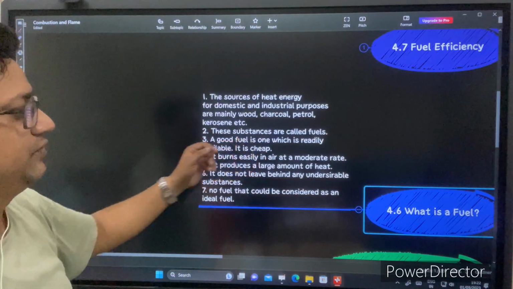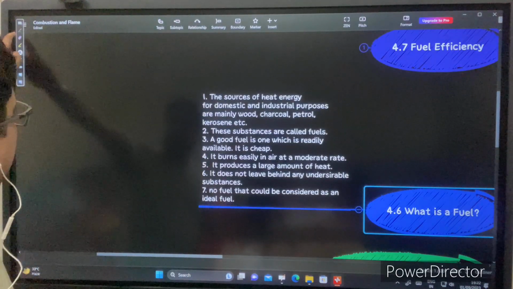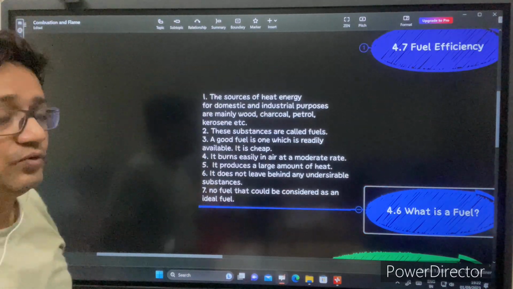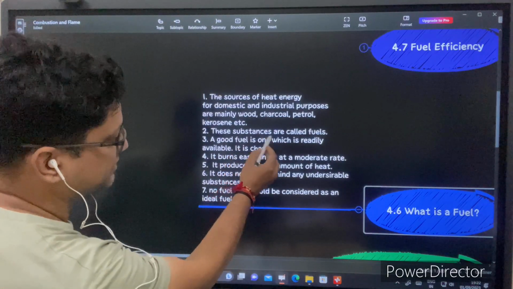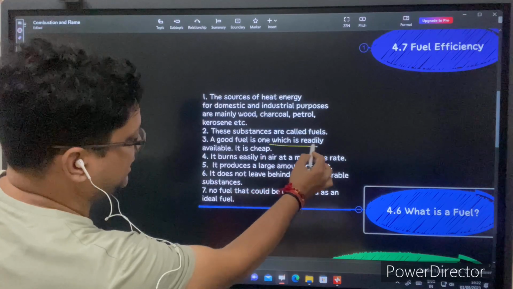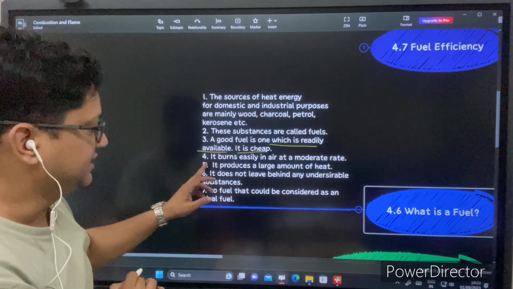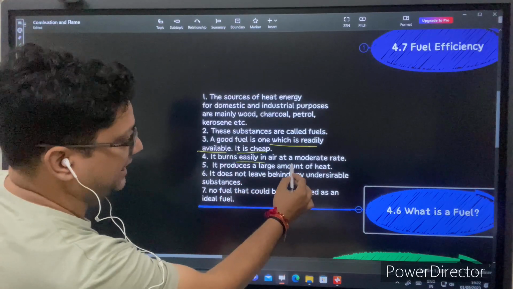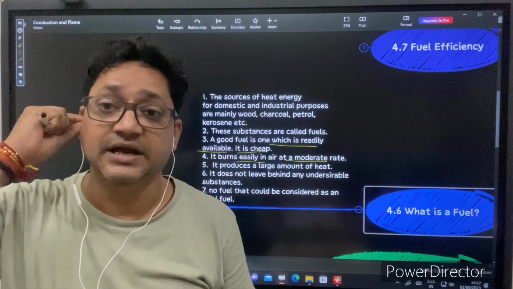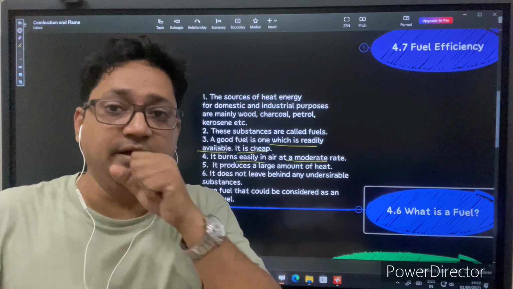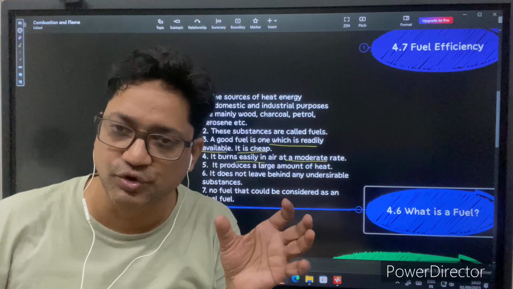A good fuel is one that is readily available and cheap. Then you will be asked what the definition of an ideal fuel is. The substances which are cheap and readily available, and it burns easily in the air at a moderate rate. Moderate rate means it should not be rapid combustion. Moderate rate means it should be slow.